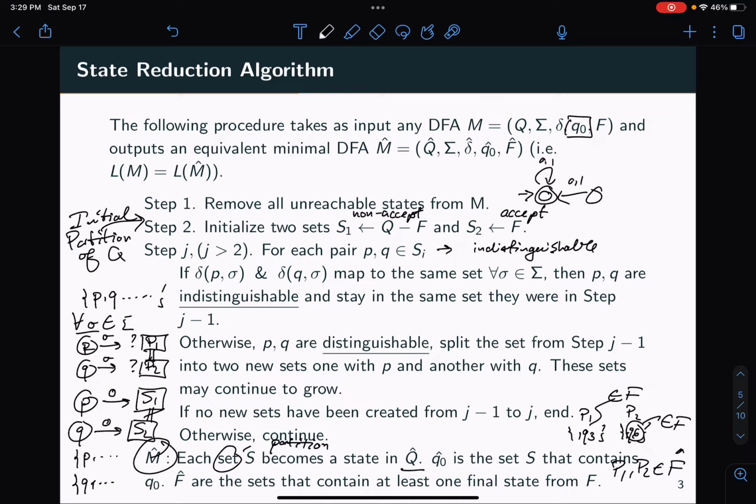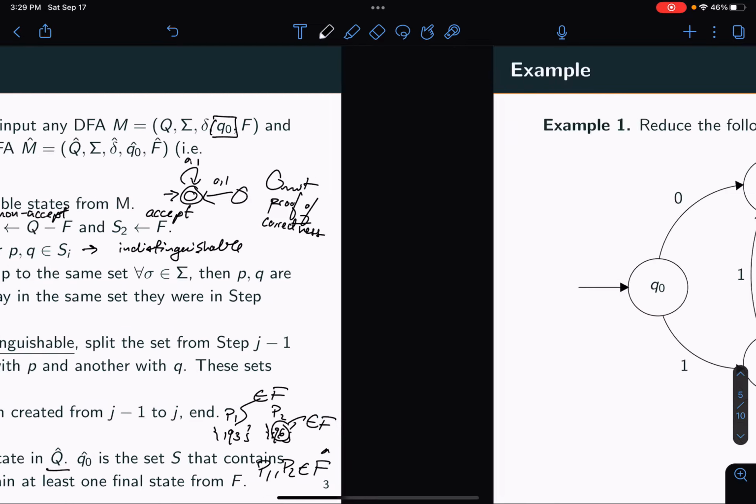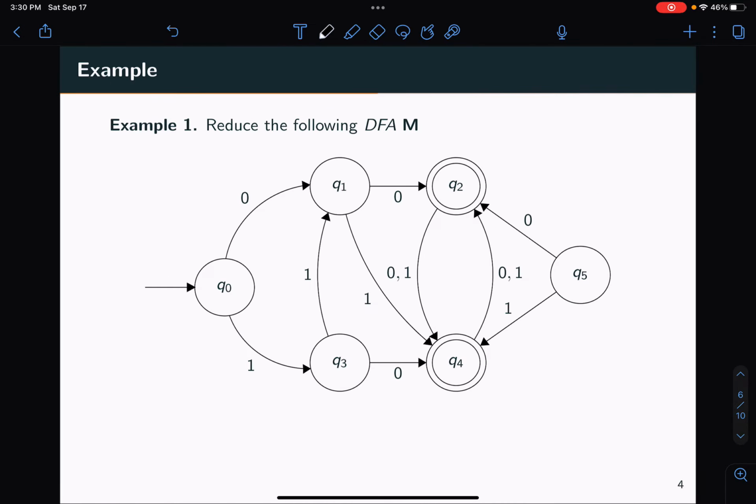And so what I omit here is a correctness proof. But there is an exercise that asks you for a specific machine to prove that it's minimal. And that same proof technique can be used in general to prove the correctness of this algorithm. Okay, so I know I've been talking a lot. Let's actually look at an example to see how this truly works.